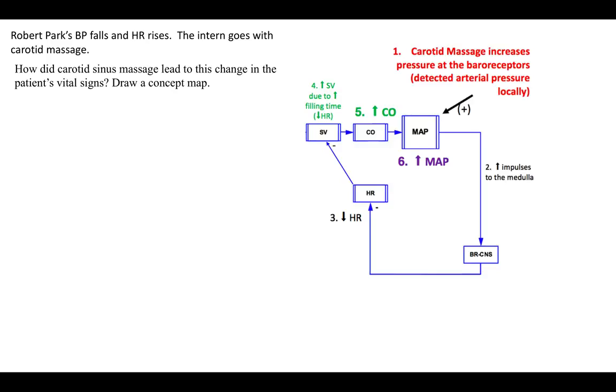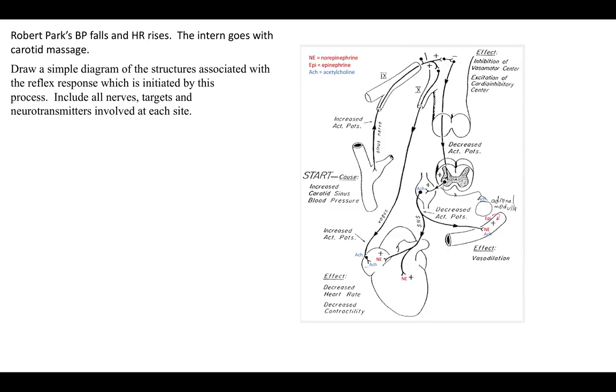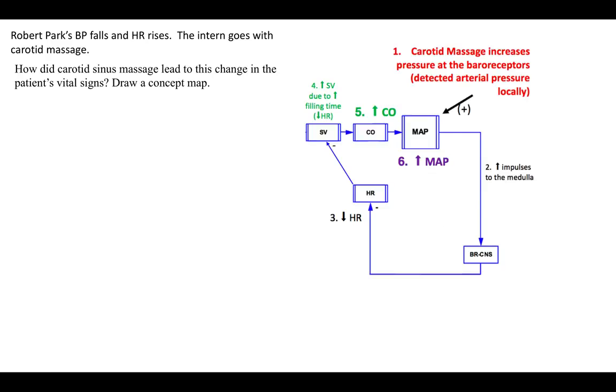Finally, we have a concept diagram which explains why Robert Park's mean arterial pressure actually rises. Now, this can be very confusing, and if it didn't come across during the session, please listen now, because these responses to increased local mean arterial pressure, the decreased heart rate and the vasodilation, tend to make MAP go down, not up. So you may be puzzled as to why Robert Park's mean arterial pressure actually rises when you do this. Here's the reason why.